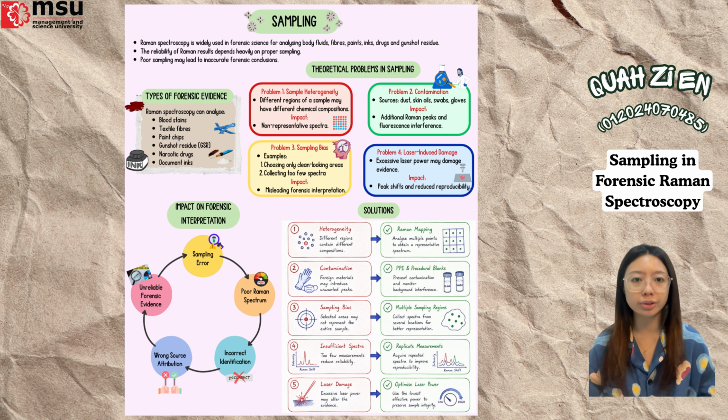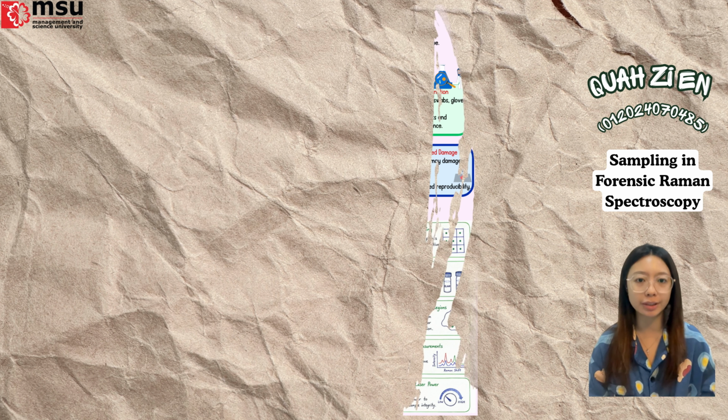So several solutions have been proposed to minimize this problem. Raman mapping can reduce the effect of sampling heterogeneity by analyzing multiple locations across the sample. The use of personal protective equipment and procedural blanks can minimize contamination. Multiple sampling regions and replicate measurements improve representativeness and also reproducibility. In addition, the laser power should be carefully optimized to prevent sample damage.